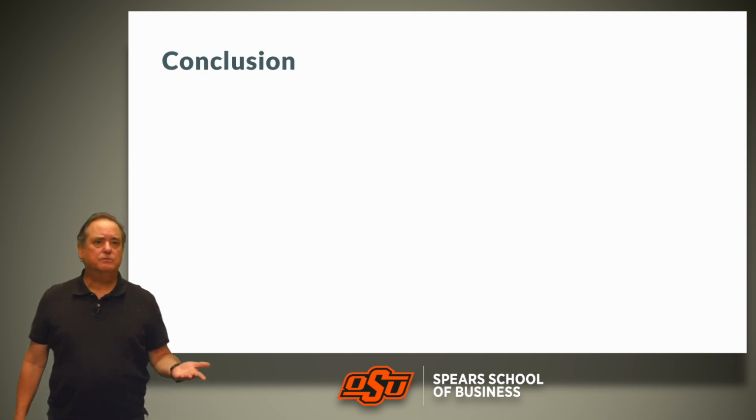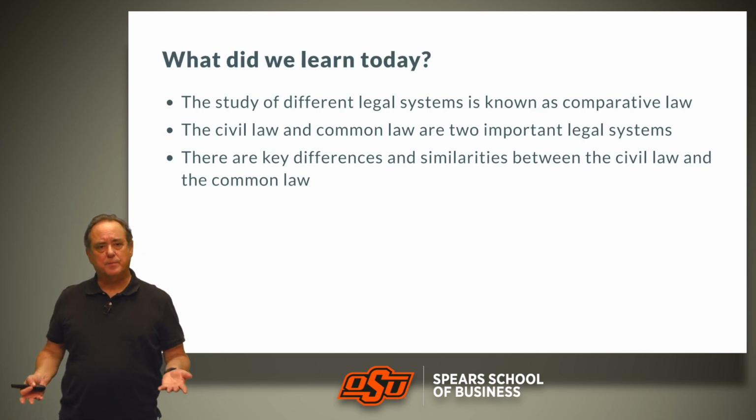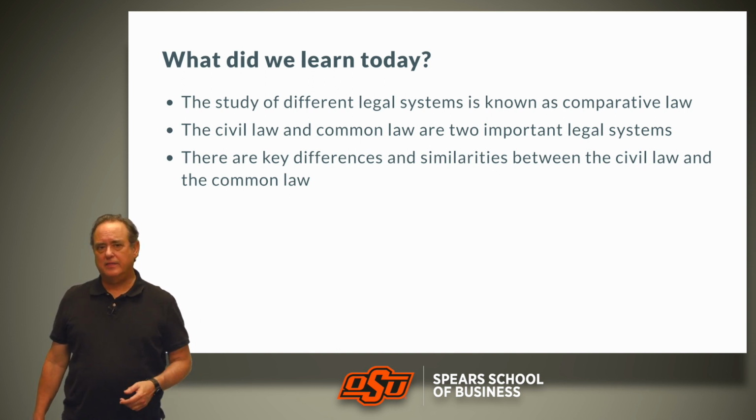So in conclusion, what did we learn here? The study of different legal systems is known as comparative law. The civil law and common law are two of the important legal systems forming the overall idea of Western legal systems. There are key differences and similarities between the civil law and the common law.